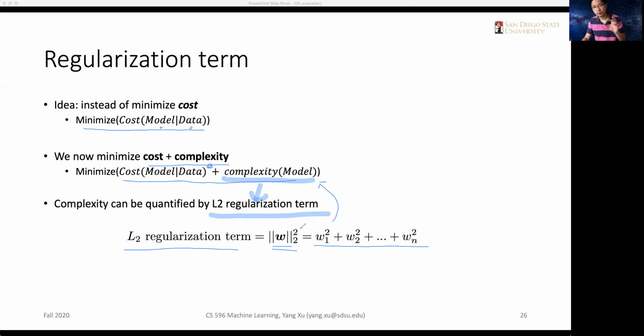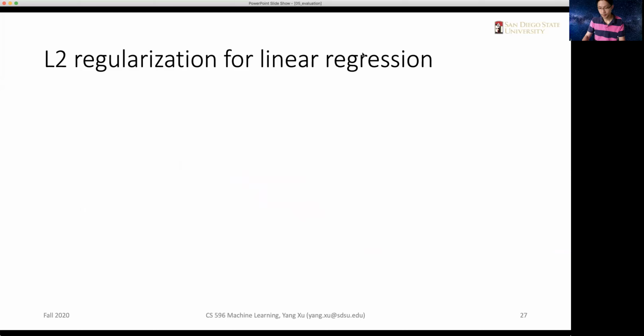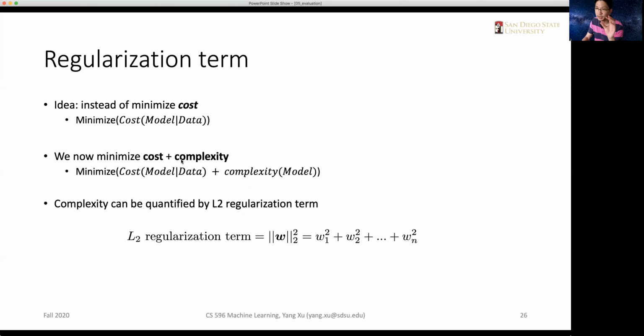Then the direct result is that we are minimizing the cost and the complexity. So we are actually minimizing the L2 norm of all the parameters. In that way, we're limiting the magnitudes of all the parameters. We are making sure that they don't have overly large values.